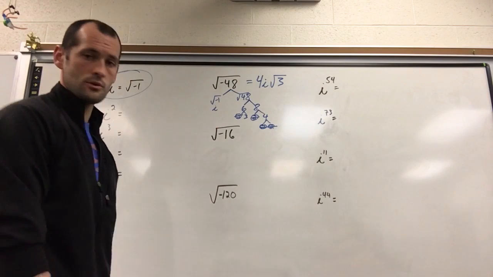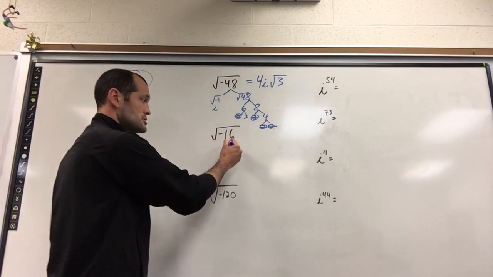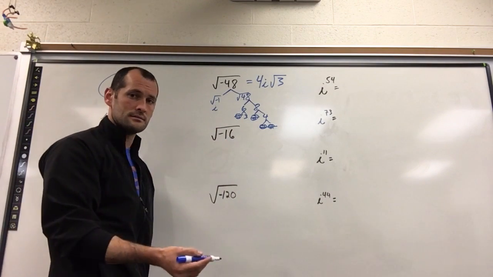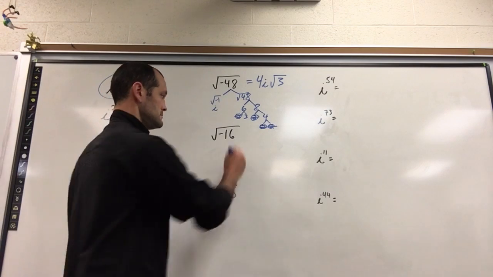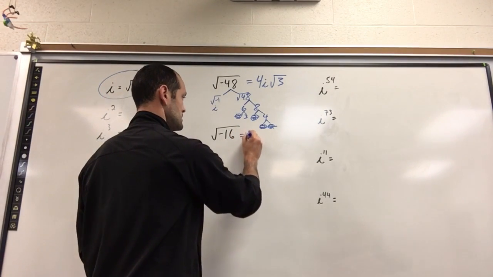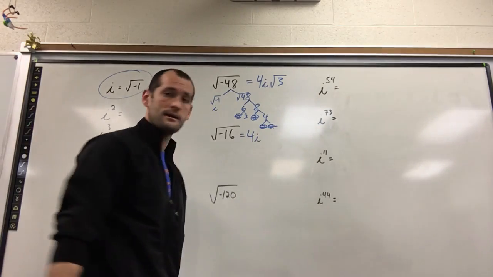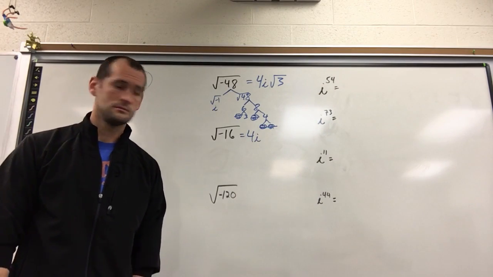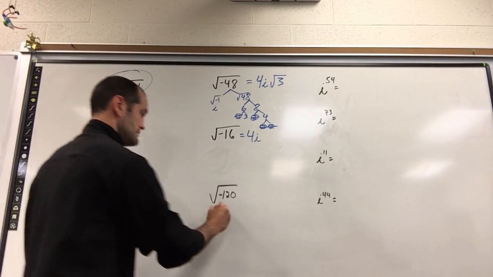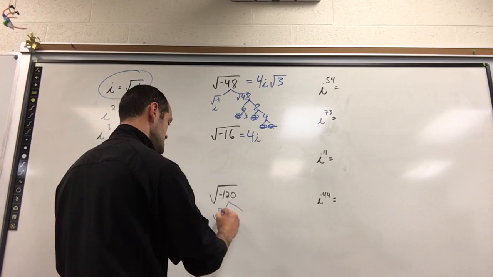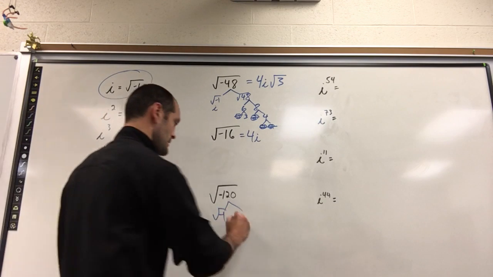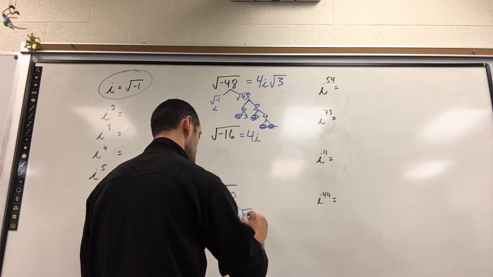So, we're going to do it real quick on the last two. If it's a perfect square, good news, what's the square root of 16? 4. But if it's negative, it just becomes 4i. Okay? Again, if it is not a perfect square, separate that negative first. And then start breaking down.